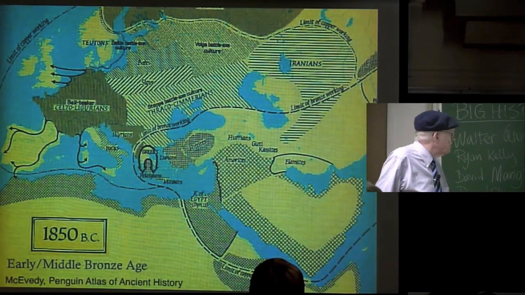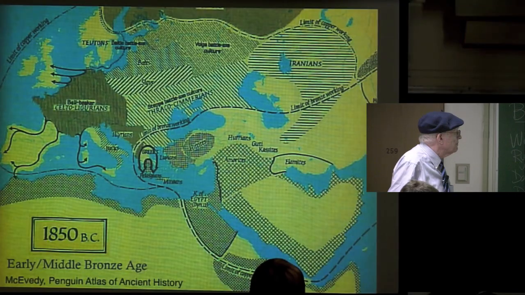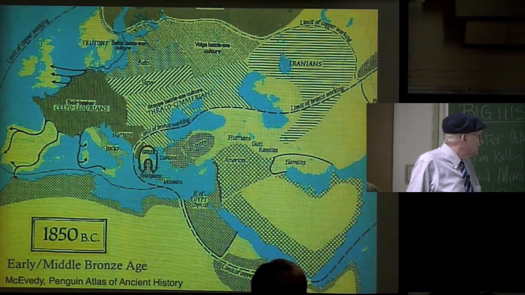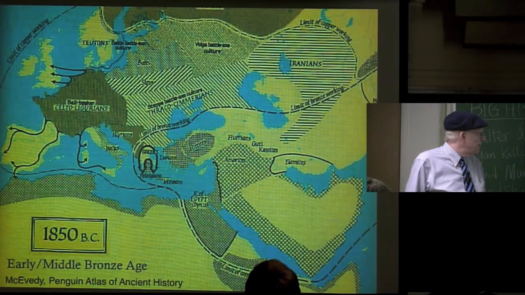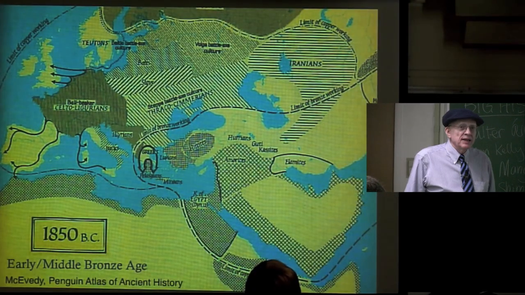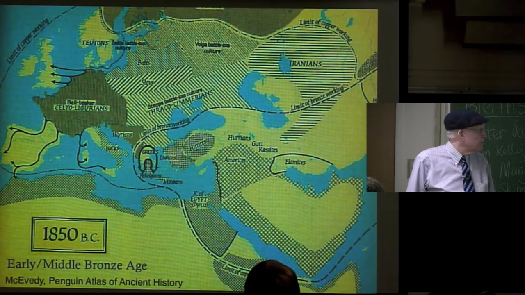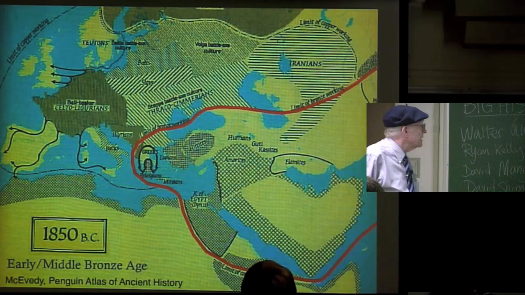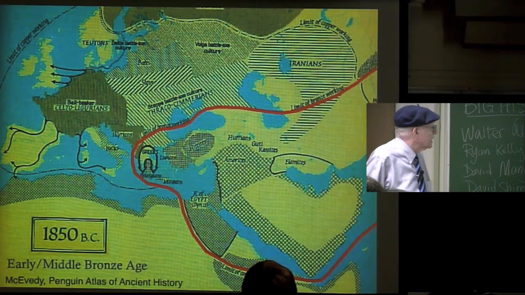Okay, here's a map now of Europe and the Mediterranean and Western Asia in about 1850 BC. So we're not in the late Bronze Age, we're even in the early Bronze Age here. And there is a mark on here, which I've now marked in red, that says limit of bronze working.